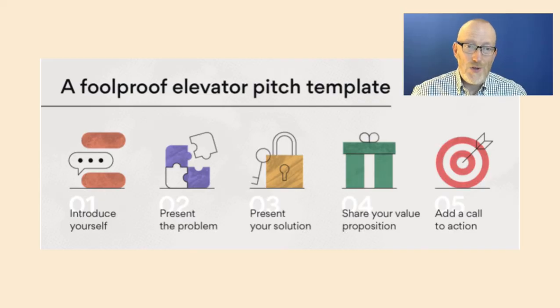In a personal elevator pitch, there are some elements that you always want to make sure are present. So number one, introduce yourself. Hi, my name is Paul. Number two, present the problem. Perhaps present the problem that you want to fix for somebody. So this could be, if this was a sales pitch, what is the problem that your product or your service solves? In a job interview, perhaps the problem might be they need somebody with the skill that you have.